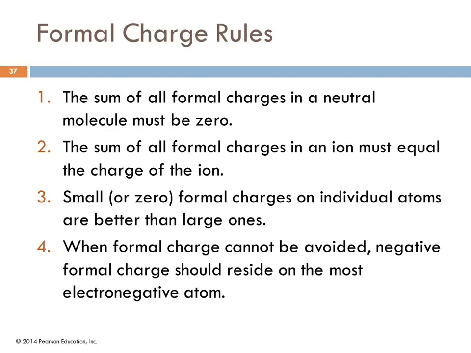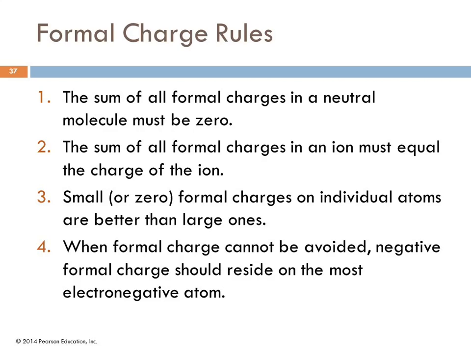So, rules for these formal charges. The sum of all formal charges in a neutral molecule must be 0. The sum of formal charges in an ion must equal the charge of the ion. And what we're looking for is a Lewis structure that will give us small or 0 formal charges on individual atoms. Like I showed you, there are sometimes different skeleton structures that you can make.